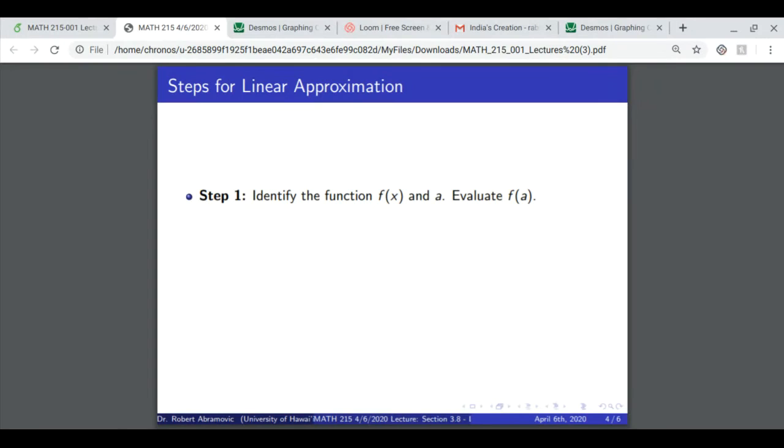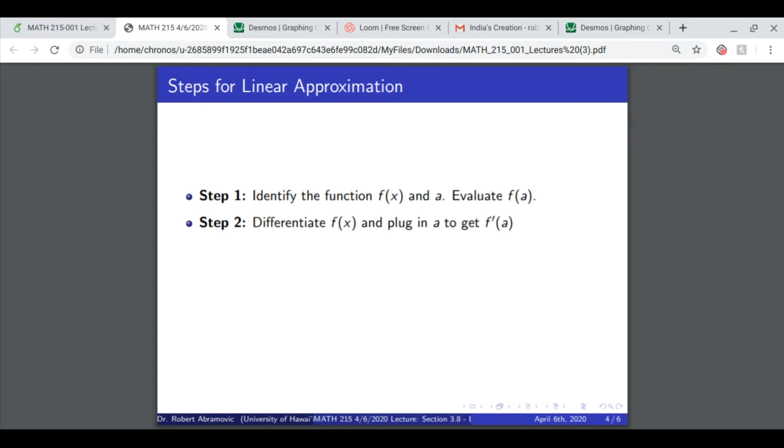Here are the steps. Our first job is to identify the function and a. A should be chosen so that we can evaluate f of a easily. If it's a square root function, for example, a should be something like 9 or 16: the square root of 9 is 3, the square root of 16 is 4. We shouldn't be choosing a to be something like 34. I don't know what the square root of 34 is offhand. But actually, we could use linear approximation to approximate it.